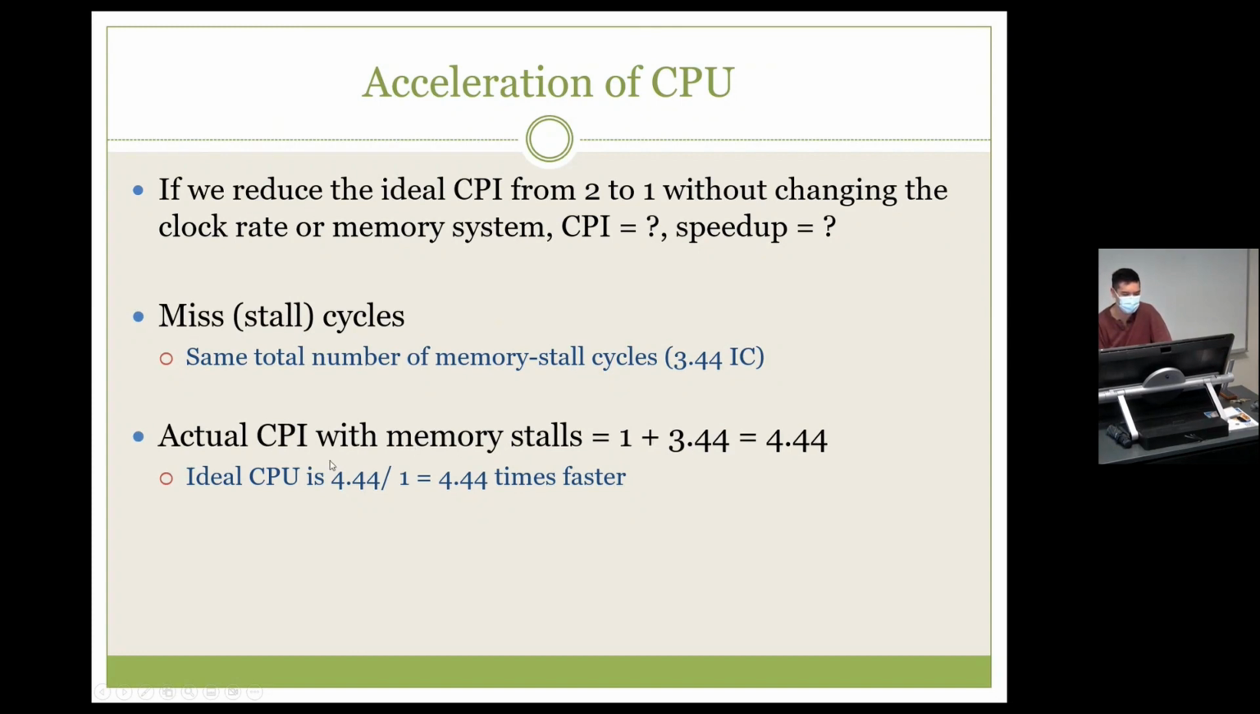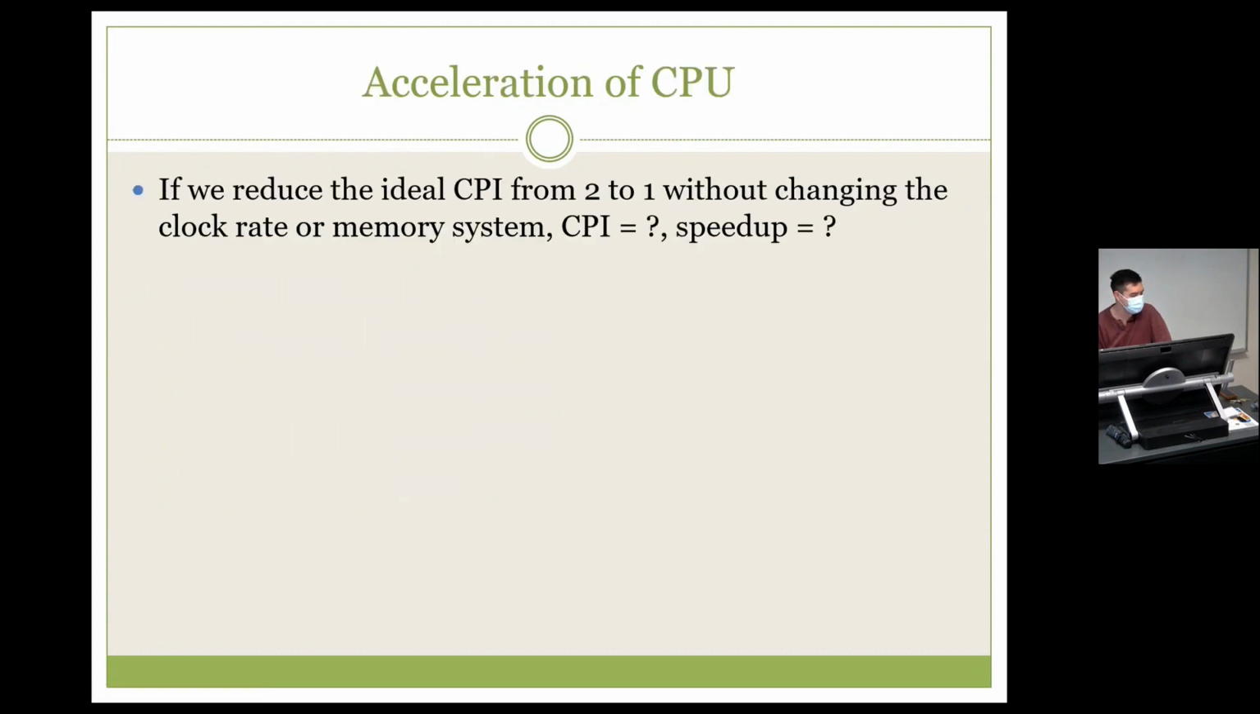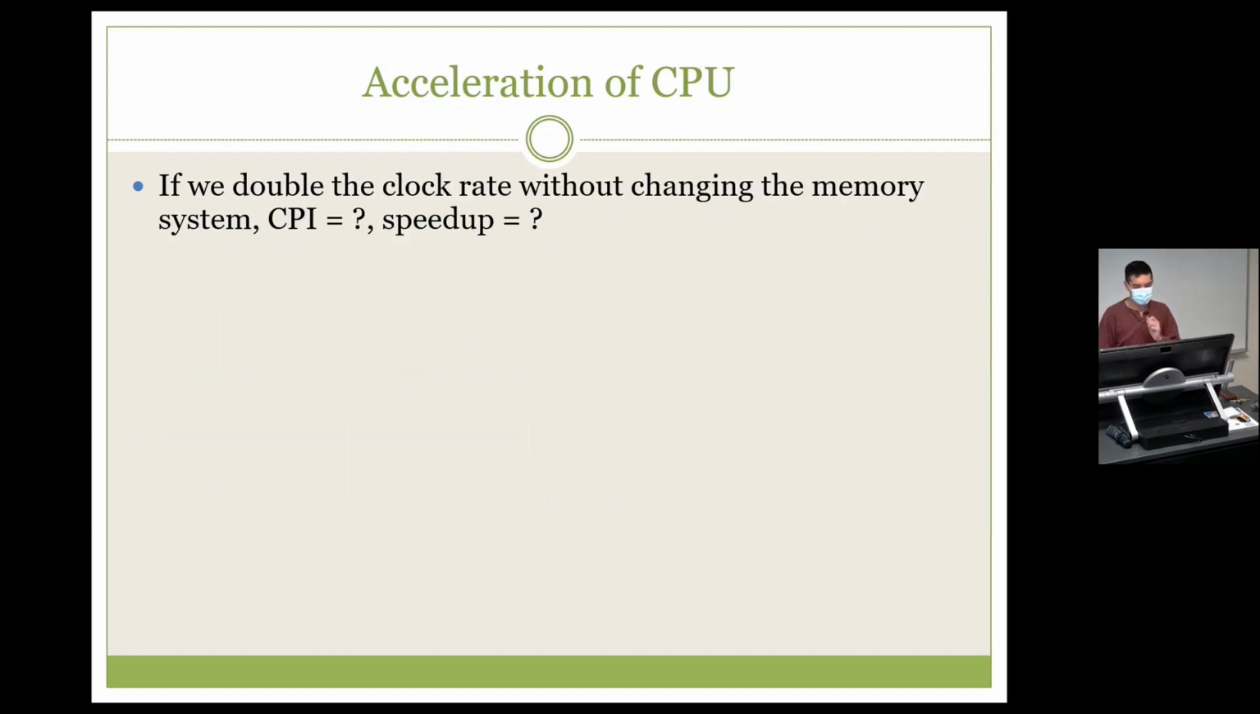But then when we compare to the ideal CPU, rather than dividing by 2, because it's a CPI of 1 now, the ideal CPU is 4.44 times faster. So this was our CPI decrease, but the speedup of the ideal CPU increase. So it was A. And many of you did choose it.